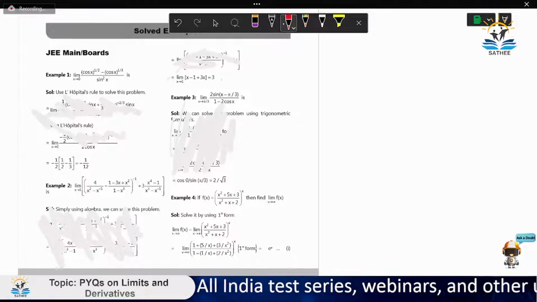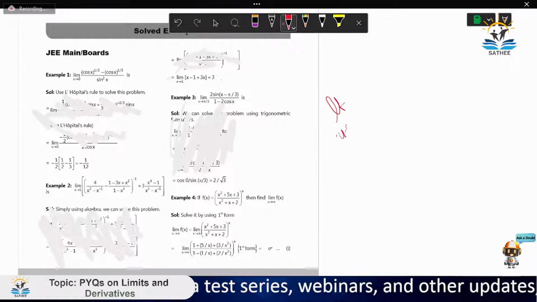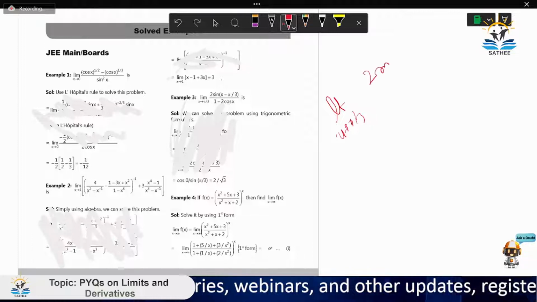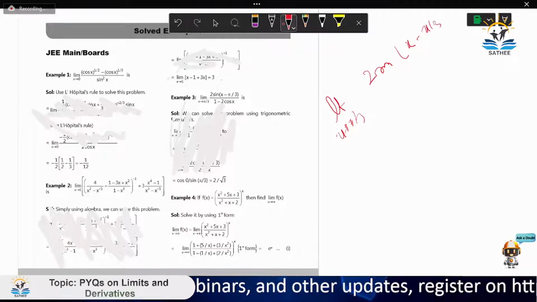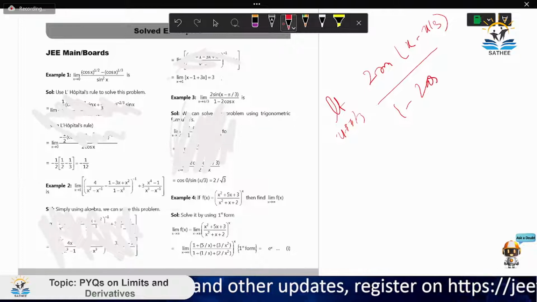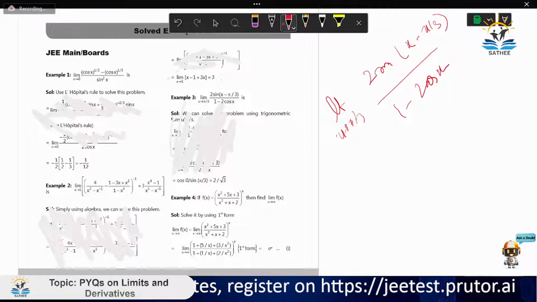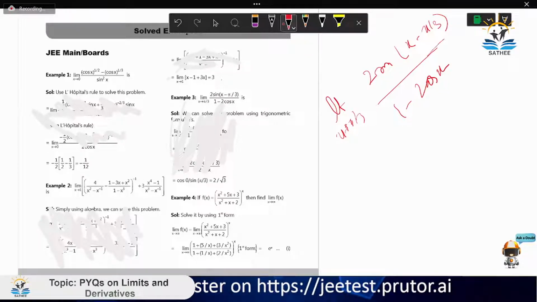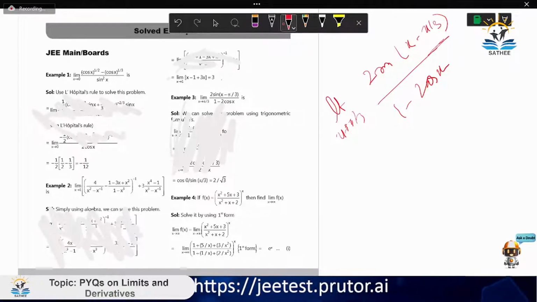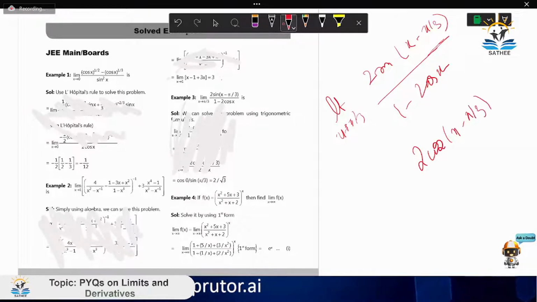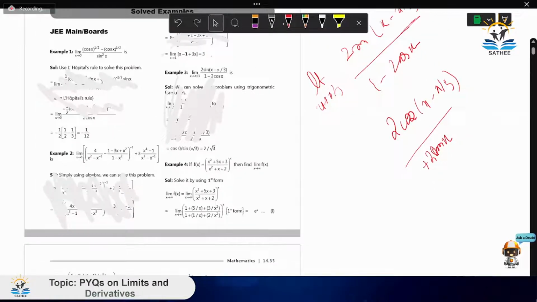And talking about this, I have my limit x tends to pi by 3 of 2 sine of (x minus pi by 3) upon (1 minus 2 cos x), right? And simply at x equals pi by 3, we can see that it is going to 0. It is a 0 by 0 form, so L'Hospital's rule can be applied. So let us apply it. So 2 cos of (x minus pi by 3), and this gives me plus 2 sine x, okay? And this at pi by 3 won't cause me any trouble, right?